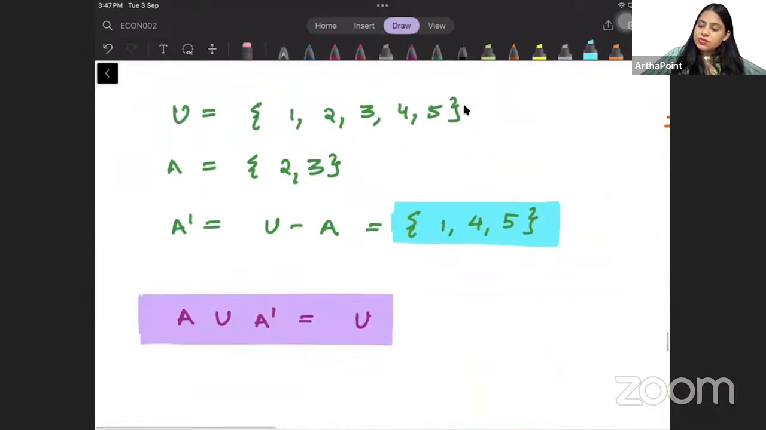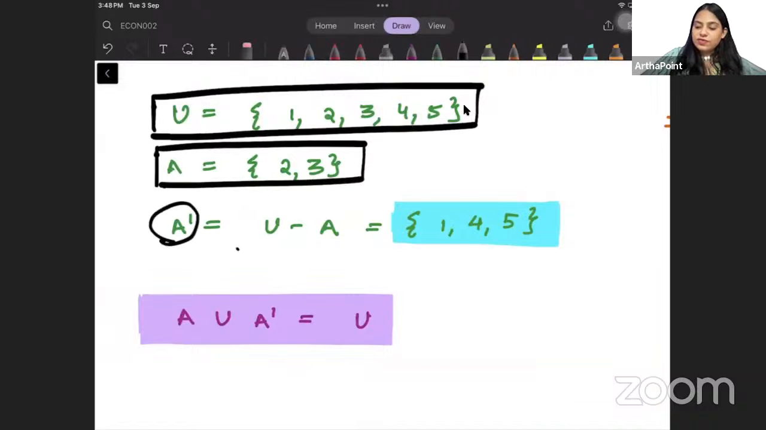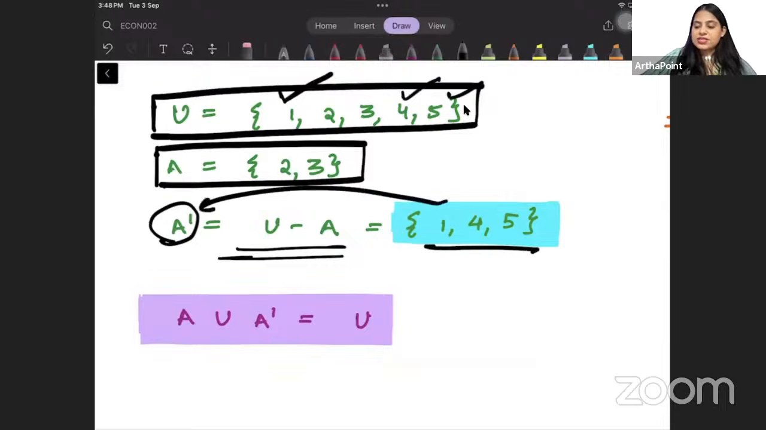ठीक है बेटा, just see here. This is your universal set: 1, 2, 3, 4, 5. A is 2, 3. So A complement will be universal set minus A, माने all elements except A. So you will get 1, 4 and 5. This is called A complement.